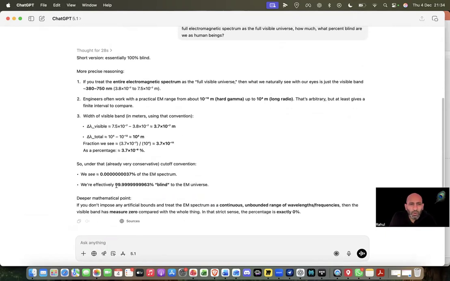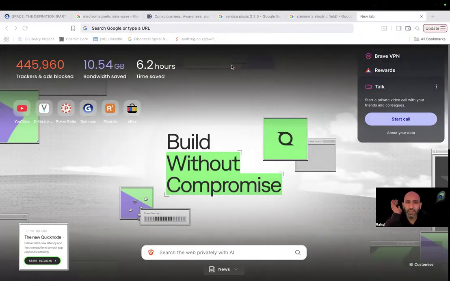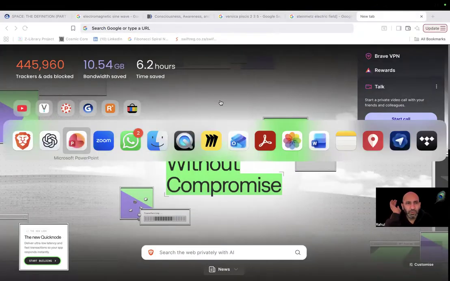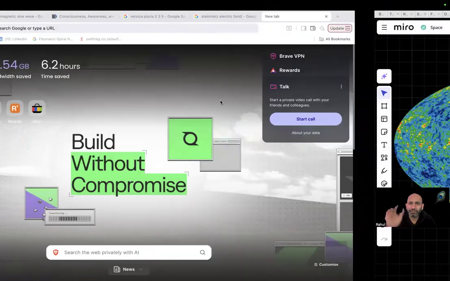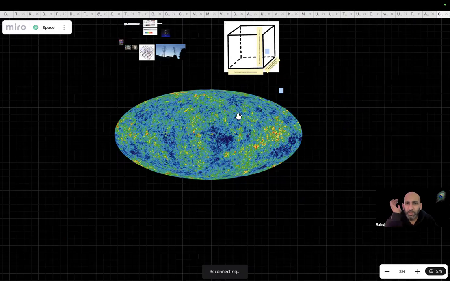So yeah, there we go. This is the answer I want. You're probably like 99.9999 percent blind. You're seeing just the light within the electromagnetic spectrum. I think I've got a picture as well. Let me find a picture.